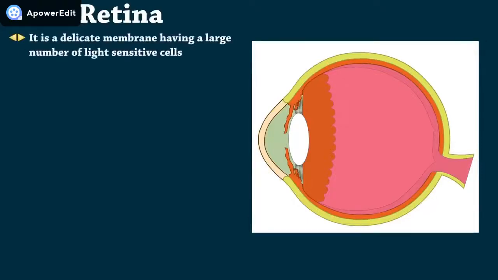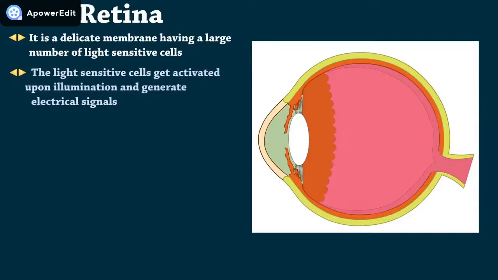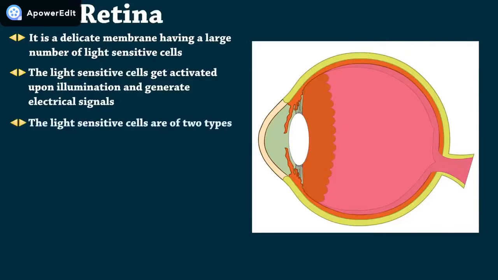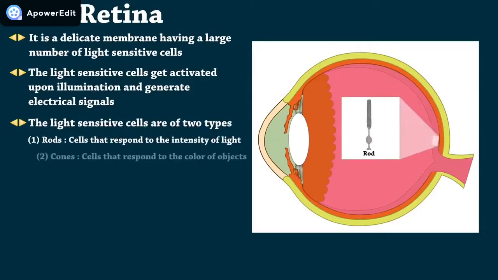The retina is a delicate membrane having a large number of light-sensitive cells. The light-sensitive cells get activated upon illumination and generate electrical signals. The light-sensitive cells are of two types: rods, cells that respond to the intensity of light, and cones, cells that respond to the color of objects.